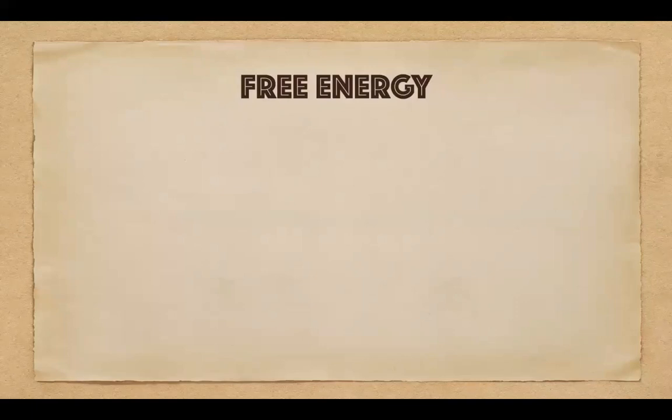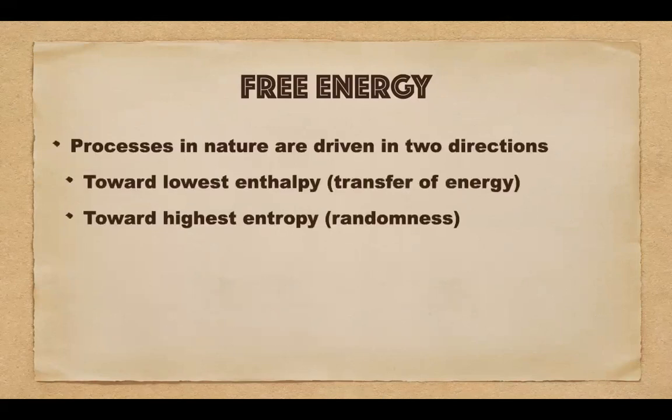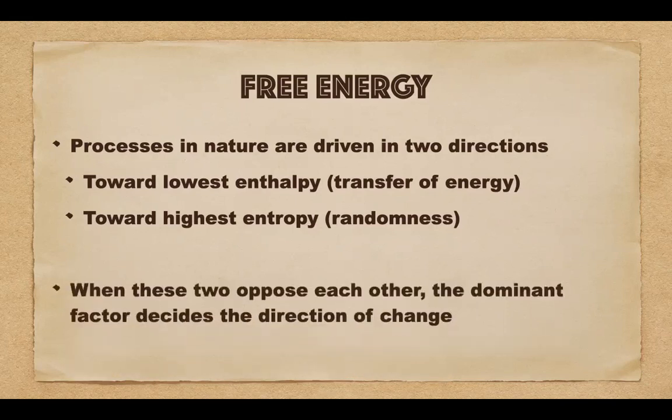I just want to go over free energy. Since we have looked at enthalpy, which is the transfer of energy as heat, and we looked at entropy last week, which is the degree of randomness of substances, we can now combine the two because natural processes are driven by both entropy and enthalpy. Now, the universe tends to favor processes that are towards the lowest enthalpy, because lower enthalpy means more stable, lower energy, and also towards the highest entropy or randomness. When these two factors oppose each other, the dominant factor is going to decide the direction of change.